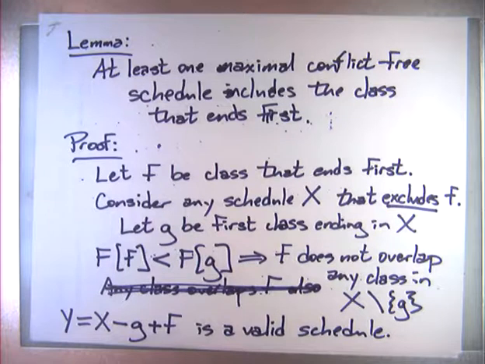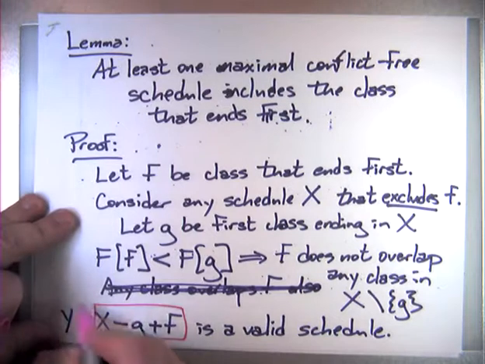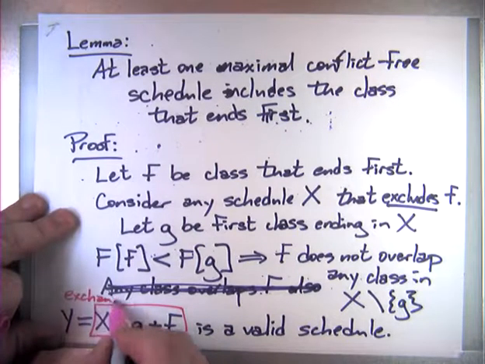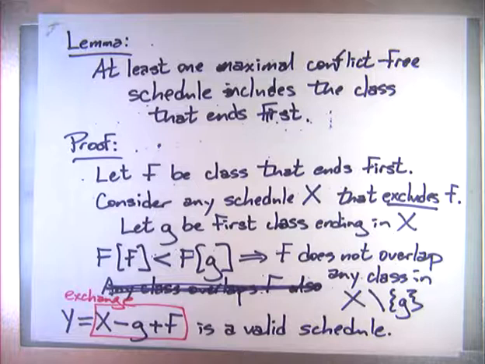So here is my exchange. By swapping out the earliest class in your schedule with the earliest greedy class, I don't make things worse. So if you have an optimal schedule, making it look more greedy, it's still optimal. Right?